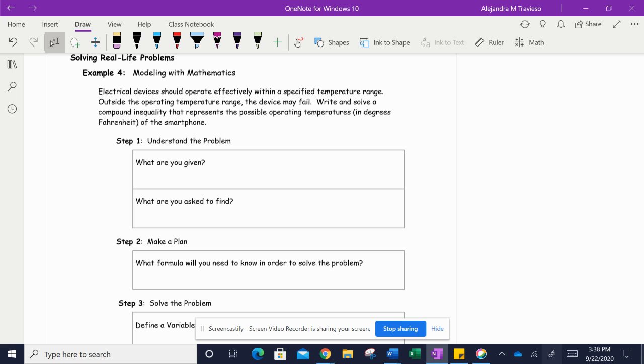Okay, solving real-life problems. Modeling with mathematics. Electrical devices should operate effectively within a specified temperature range. Outside the operating temperature range, the device may fail. Write and solve a compound inequality that represents the possible operating temperatures in degrees Fahrenheit of the smartphone.